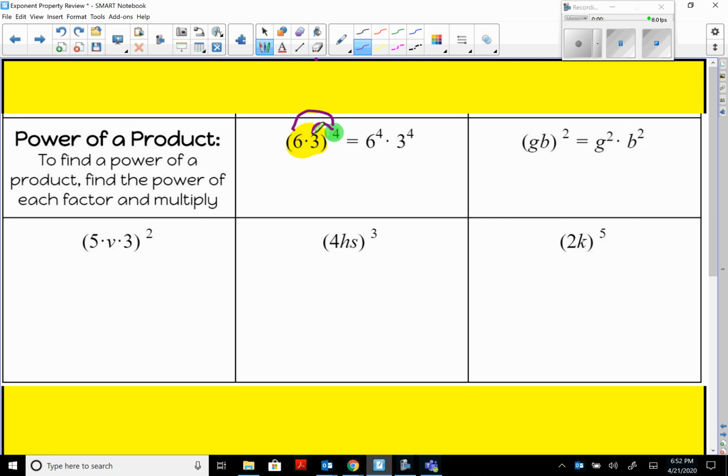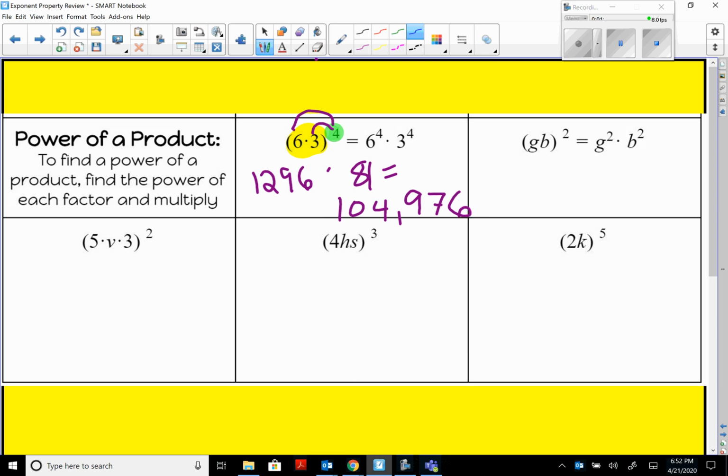I'm going to go ahead with my calculator and figure out what is 6 to the 4th power. And it is 1,296. And I'm going to figure out what is 3 to the 4th power. 3 to the 4th power is 81. So now I'm going to multiply 1,296 times 81. And I get 104,976.